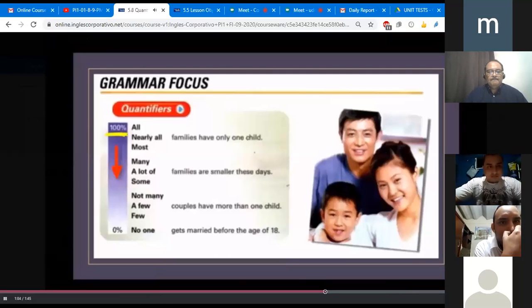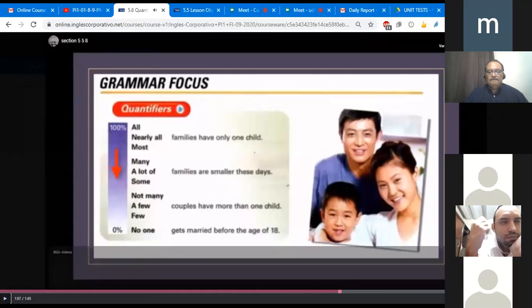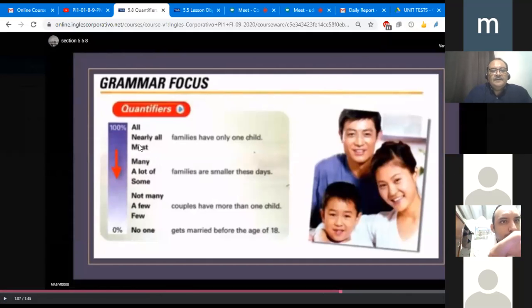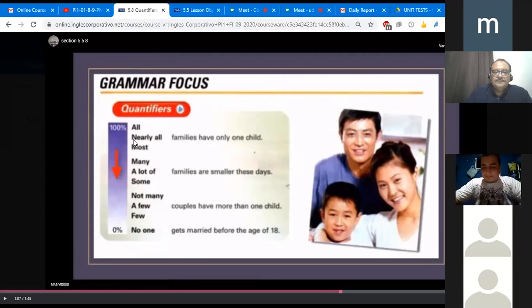You may say all, and then you work down the scale depending. Okay, good. Now, are these meanings clear for you? Remember that this is like the scale: to the top, most, nearly all, many, a lot, and some are in the middle of the scale. Then not many, a few, and few is below the half.